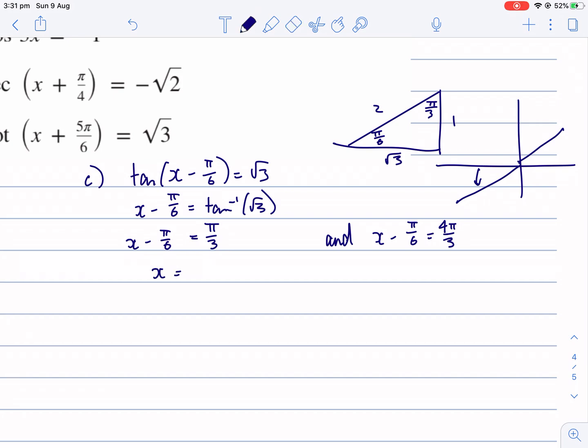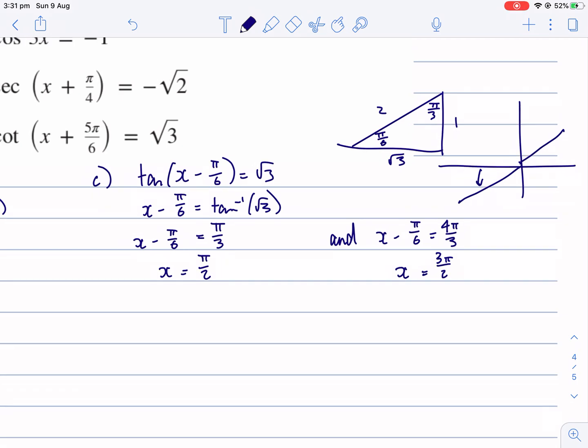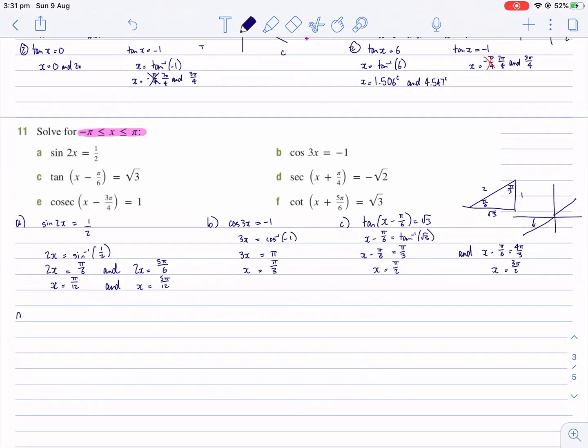So x equals pi on 3 plus pi on 6. So a third plus a sixth is a half, so that's pi on 2. X equals now 4/3 plus pi on 6, 1/6, 3 pi on 2. Question D.